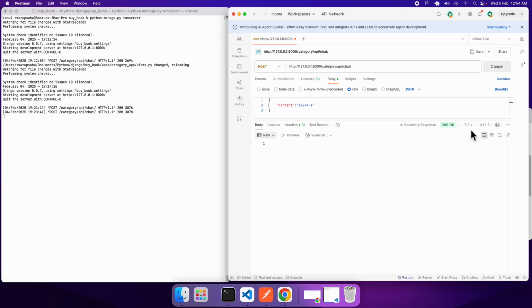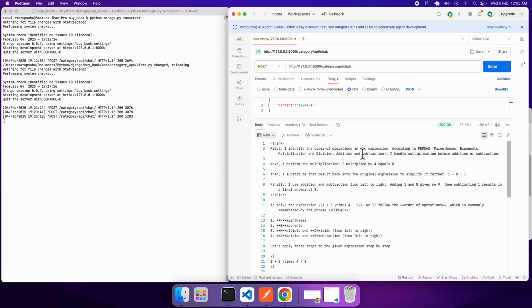I'm submitting the data in the form of a string, even though it's a mathematical statement. See over here, 1 plus 2 into 4 minus 1 is given. So that has been passed in the form of JSON, in string format, but I'm expecting the results should be in numeric form. It should show me in a stepwise manner how exactly it has been able to evaluate the expression.